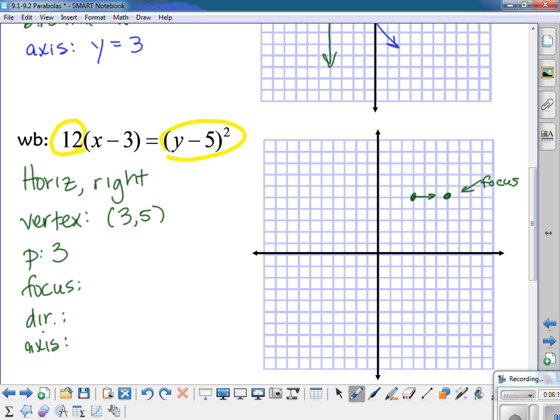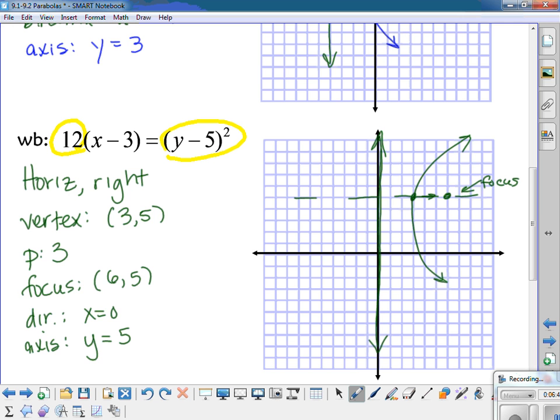So I know my parabola is going to be like this, right? So where does my directrix have to be? On the other side by 3. So I go backwards 3, and it actually is right on top of the y-axis. It's the line x equals 0. And our focus, the coordinates end up being (6, 5). And then the axis of symmetry is right here at y equals 5.